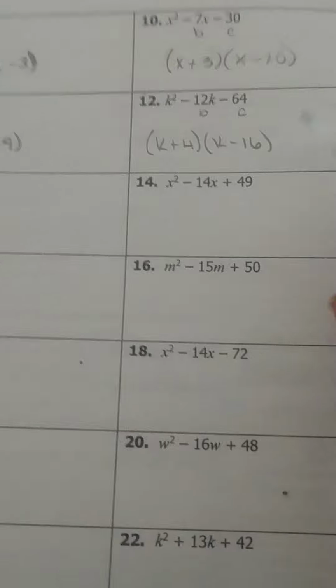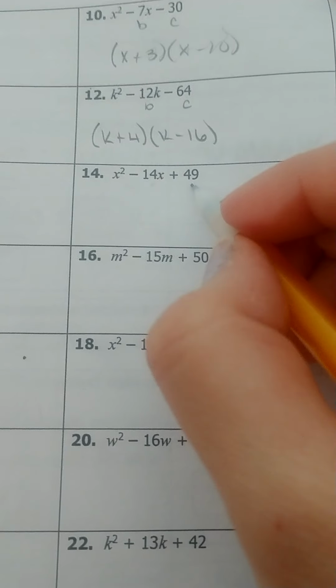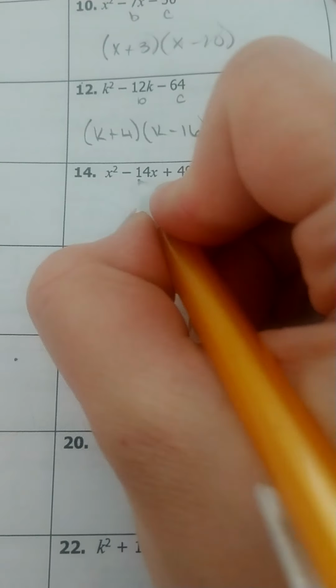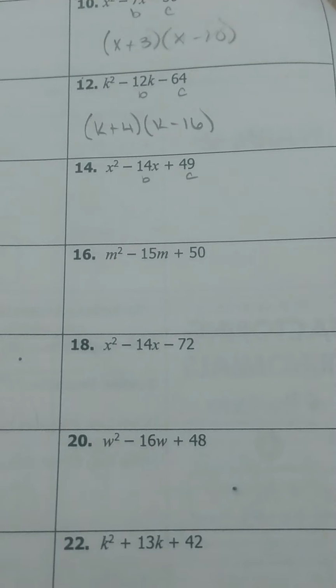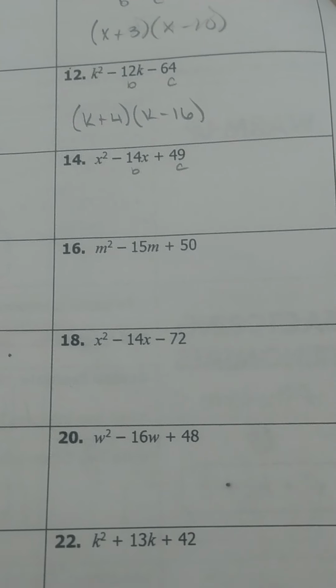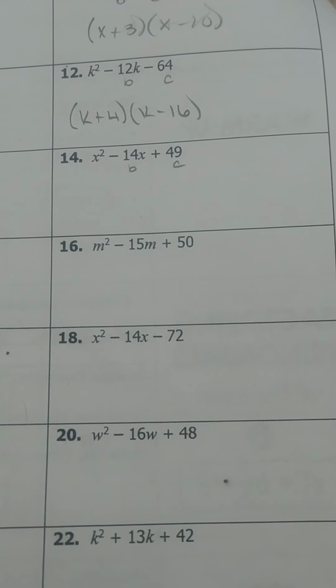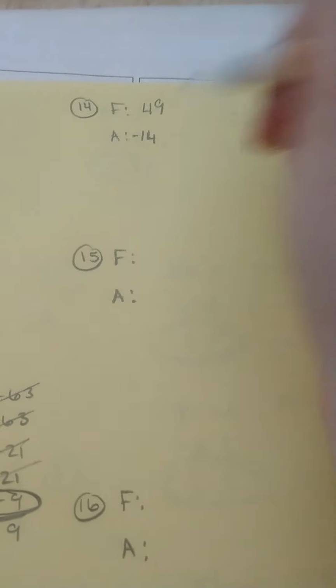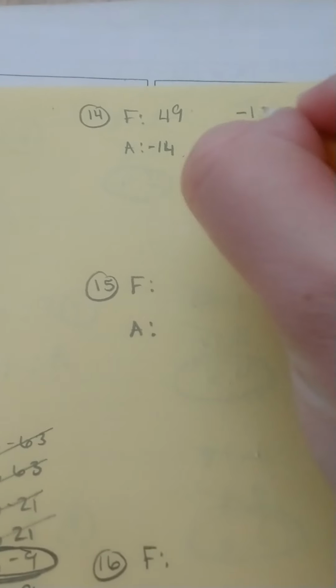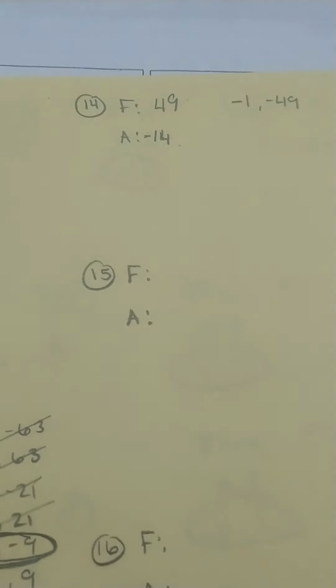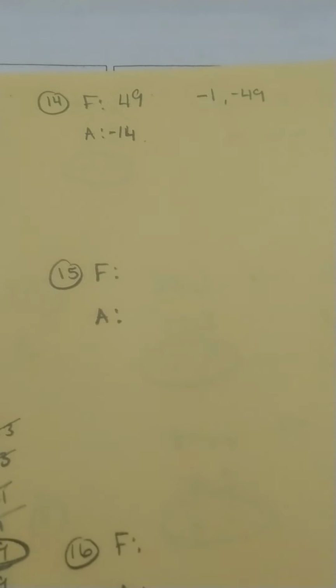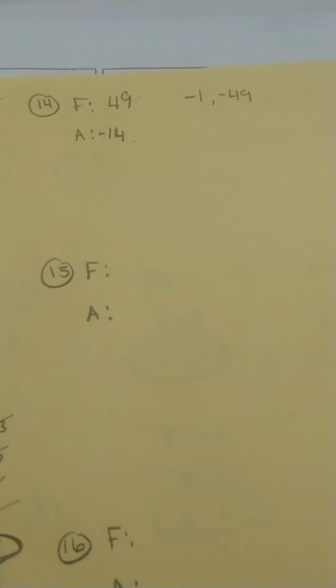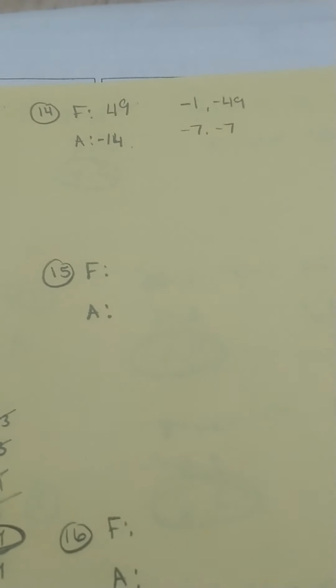Number 14, you've got x squared minus 14x plus 49. That's our B, that's our C. So we want factors of 49 that add to give us a negative 14. Again, if that's positive and that's negative, we're dealing with double negatives. So negative 1, negative 49. Let's see, 2 does not go in. 3 does not go in. 4, no. 5, no. 6, no. 7 is the only other factor. So negative 7 and negative 7.